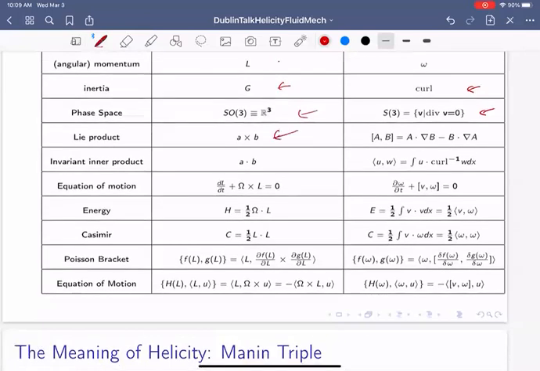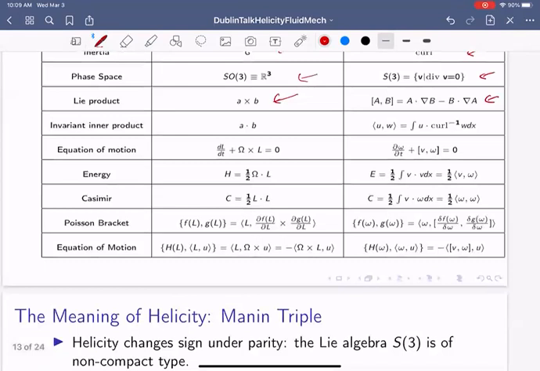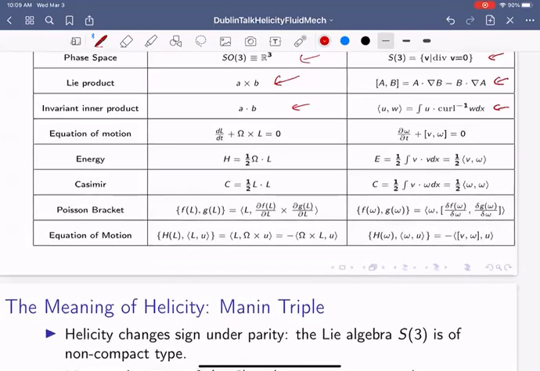The Lie product is the cross product for the rigid body, and it's the commutator in the case of the fluid. The invariant inner product in the case of the rigid body is the dot product, and the invariant inner product in the case of fluids is the integral of curl inverse sandwiched between U and W. So this is what becomes helicity. The equations of motion are clearly very similar, with the commutator replacing the cross product.